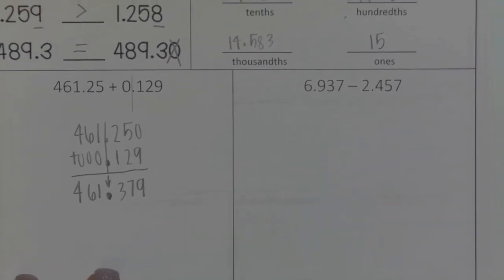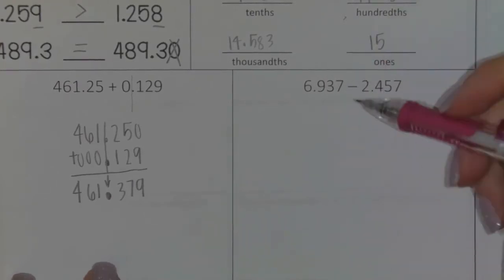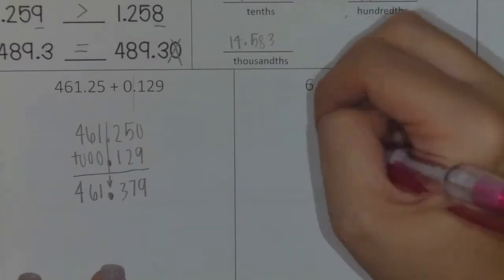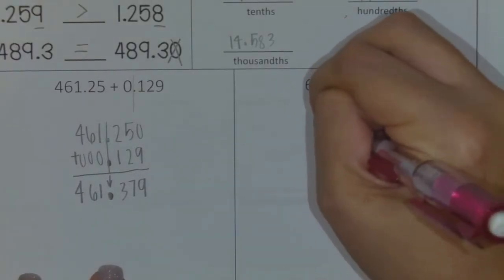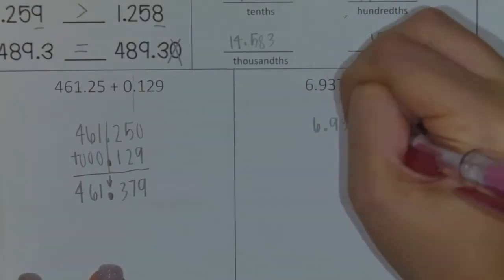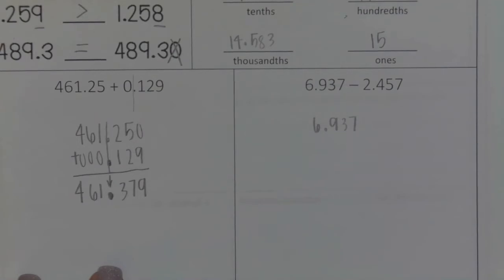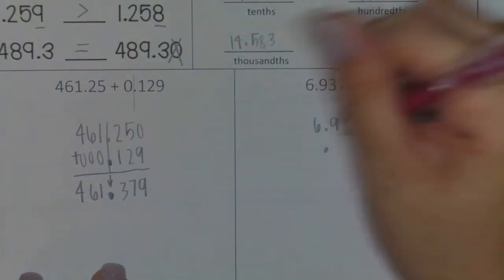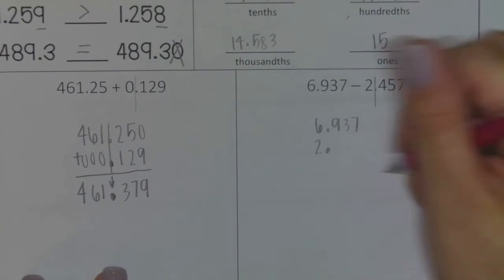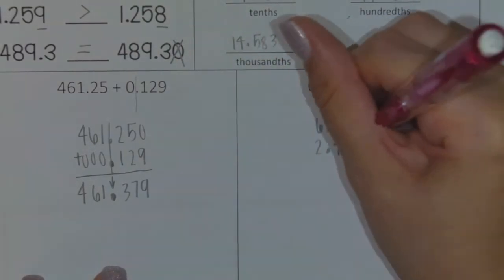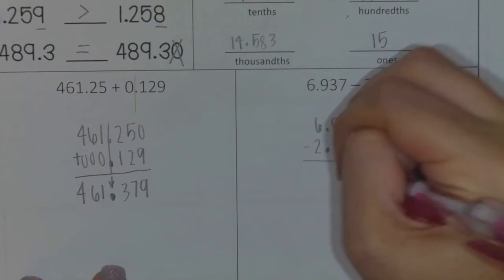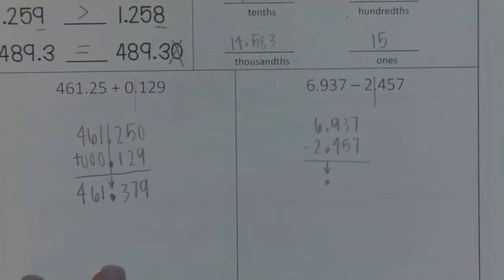Now, when I subtract, it's the same thing. I want to make sure my decimals are lined up. And it's important to remember whatever number comes first in a subtraction problem, that is the top number in our subtraction problem. So I'm going to start by writing 6 and 937 thousandths. I'm going to put that decimal there just to make sure, again, things are lined up. Should have a 2 on the left, 457 on the right.